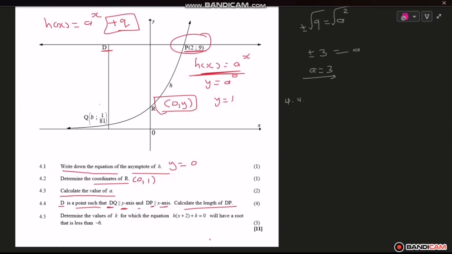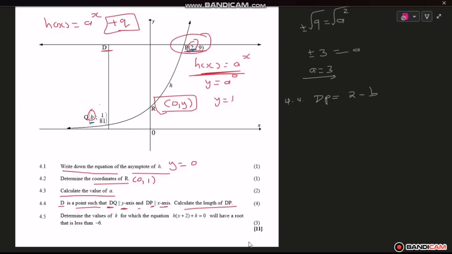Therefore, for us to find DP, since they told us that DP is parallel to the x-axis and DQ to the y-axis, we take the x value of P and subtract the x value of Q. Then that will be our length of DP. I hope that makes sense. But I will actually do it, because it's 4 marks, and show you how. Therefore, DP equals the x value of P minus the x value of Q. We're subtracting them: 2 minus b. It will be the length of DP. I hope it makes sense.